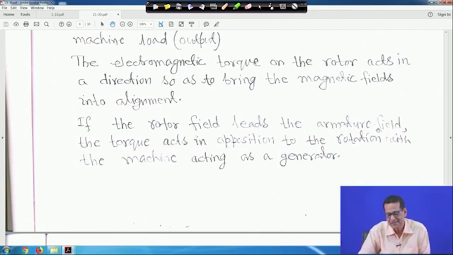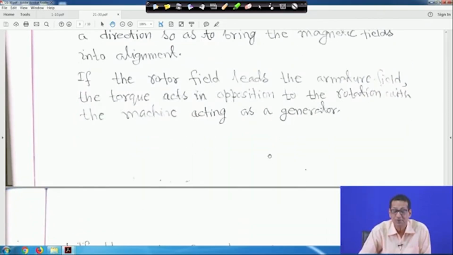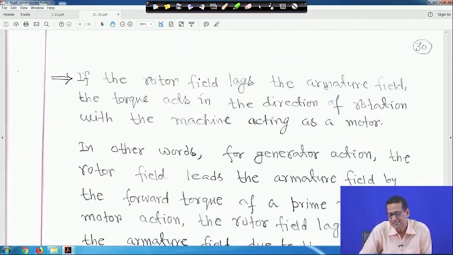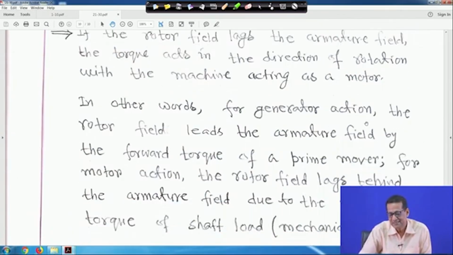So, if the rotor field leads the armature field, the torque acts in opposition to the rotation with the machine acting as a generator, otherwise the opposite will happen. If the rotor field lags the armature field, the torque acts in the direction of rotation with the machine acting as a motor, right. But our objective for this course throughout will be only the synchronous generator. In other words, for generator action, the rotor field leads the armature field by the forward torque of a prime mover. Prime mover means, for a thermal power plant, it is a turbine, right. This you should keep in your mind as general knowledge.